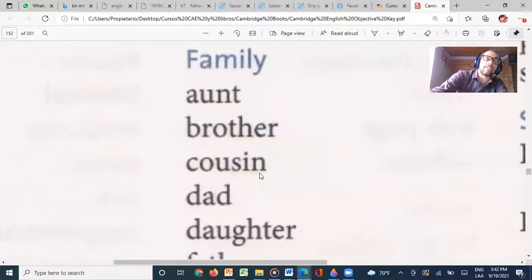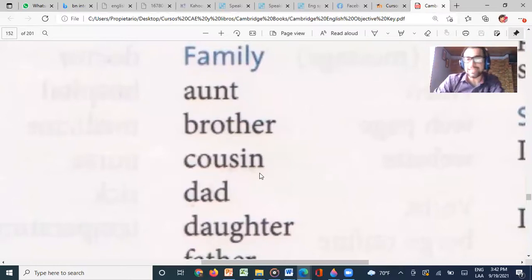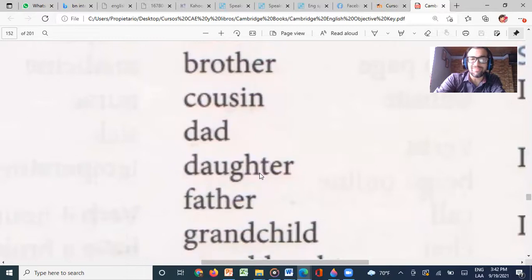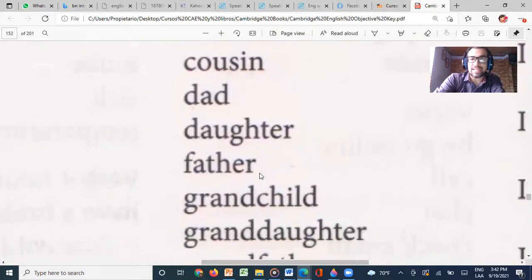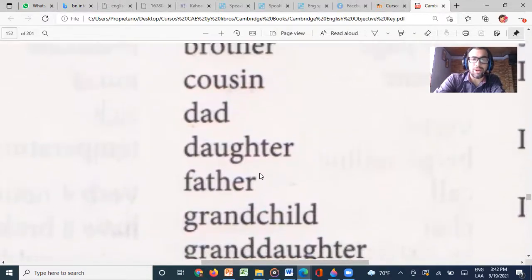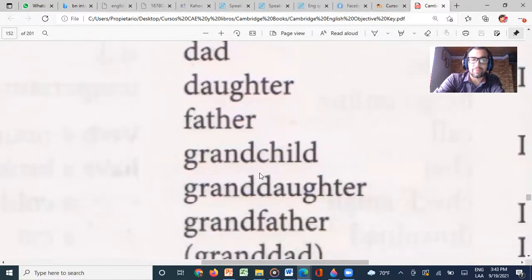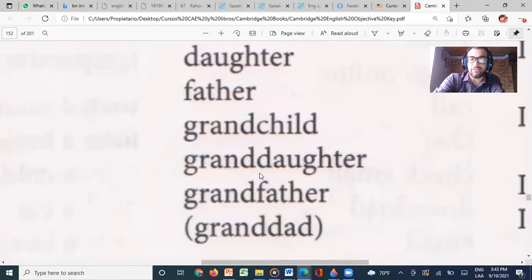The first one is aunt. Remember that if you don't know the meaning, you can go to module 1 and open the Cambridge dictionary and look for the meaning of these words. Okay, so the first one is aunt. The second one is brother. Number 3, cousin. Number 4, dad. Number 5, daughter. Number 6, father.